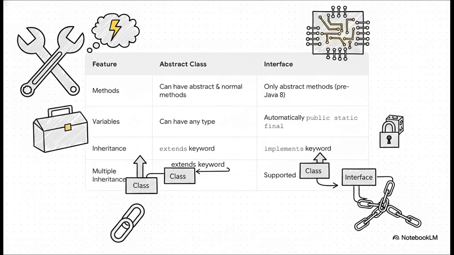Next, variables. In an abstract class, they can be anything. But in an interface, they're automatically constants: public, static, and final. You can't change them. The keywords are easy. You extend a class, you implement an interface. And now for the knockout punch, multiple inheritance. A class can only extend one abstract class. That's it. But it can implement as many interfaces as you want. This is the big one.